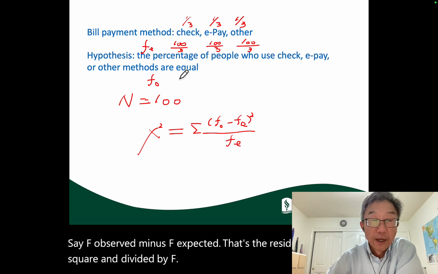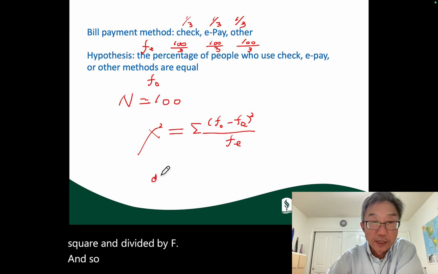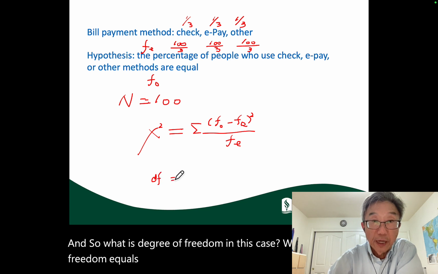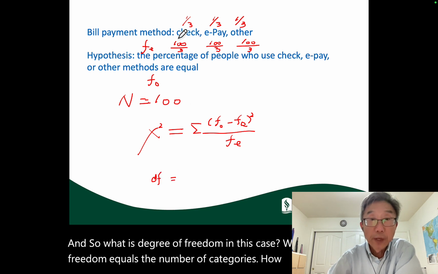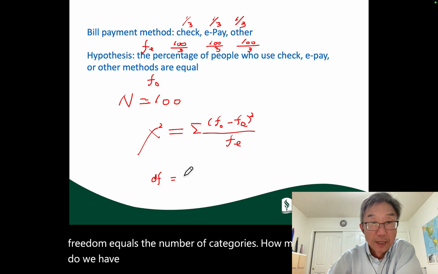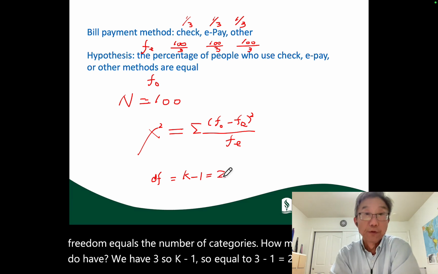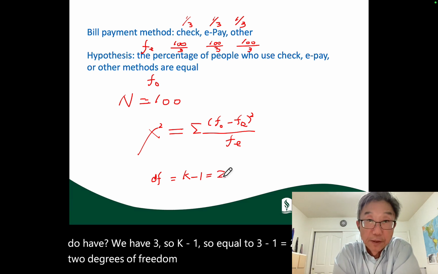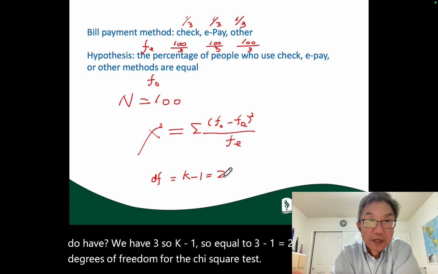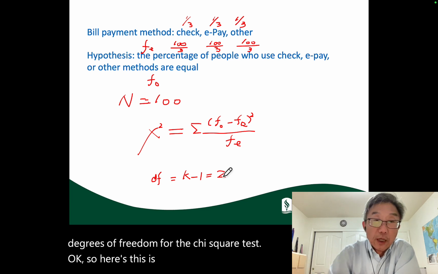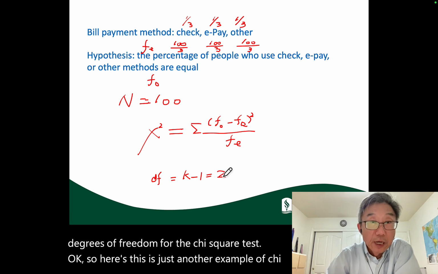Okay? And so what is degree of freedom in this case? Well, degree of freedom equals the number of categories minus 1. How many categories do we have? We have 3. So K minus 1 equals 3 minus 1 equals 2. So we have 2 degrees of freedom for the chi-square test. Okay, so this is just another example of chi-square goodness of fit test.